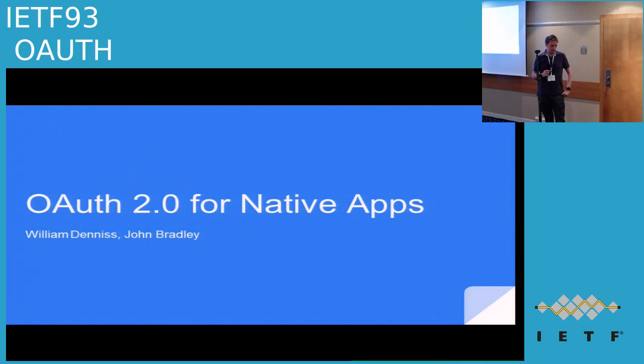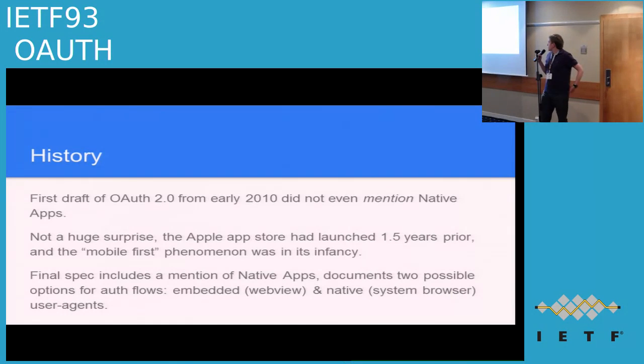Since the draft was only submitted this morning or this afternoon, I'll just try and convince you as to why I think this is worth us thinking about. So OAuth 2 basically in 2010, the original draft didn't really even mention native apps, which I guess is not a big surprise as the whole mobile first phenomenon hadn't really taken root. The final spec did include a section that mentioned it, and it talked about two possible ways that you could use native apps with OAuth, and that is the external user agent and the embedded user agent. It seems that most people actually went the embedded user agent path mostly because it's easier.